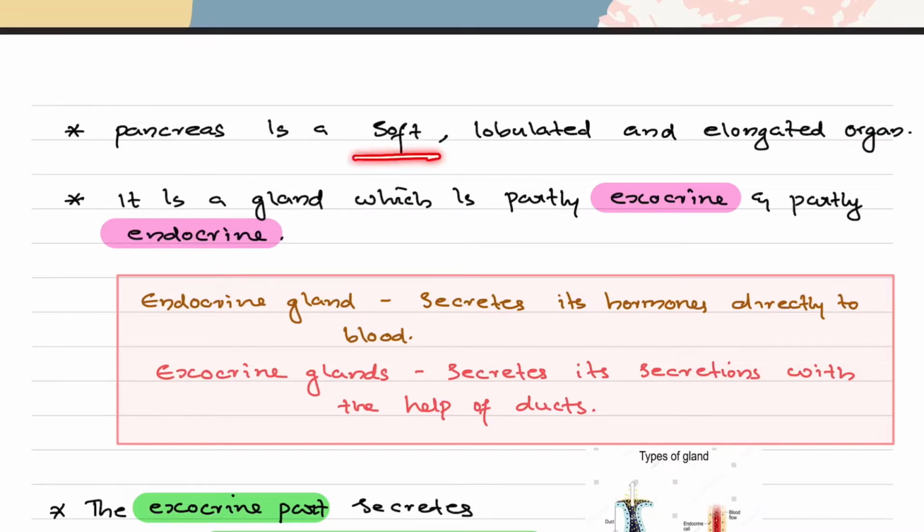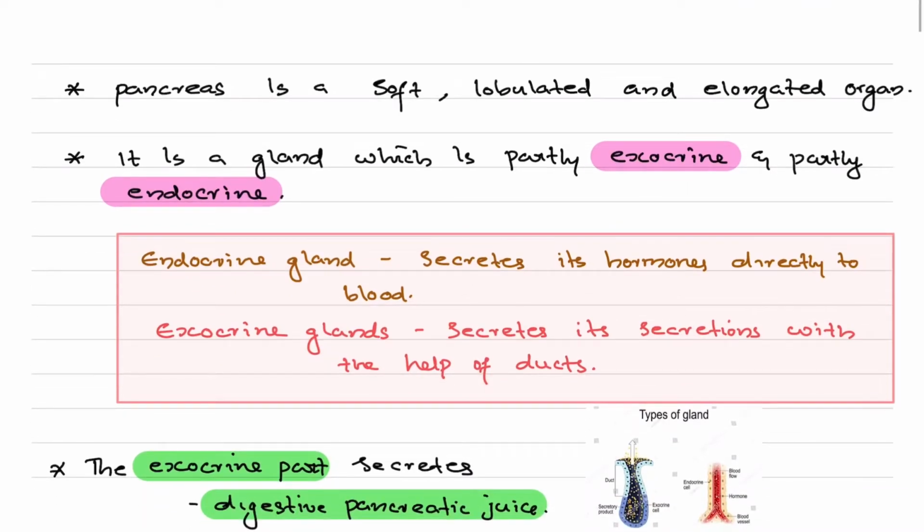Pancreas is a soft, lobulated and elongated organ. It is a gland which is partly exocrine and partly endocrine. So what do exocrine and endocrine mean? Endocrine means it secretes its hormone directly into the blood, and exocrine means it secretes its secretions with the help of a duct. So every gland will be secreting something.